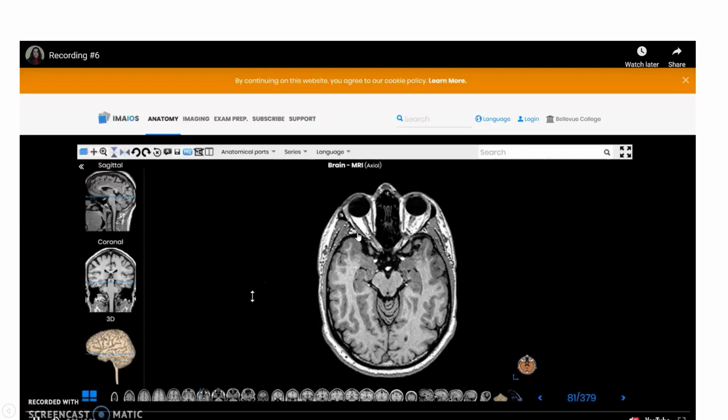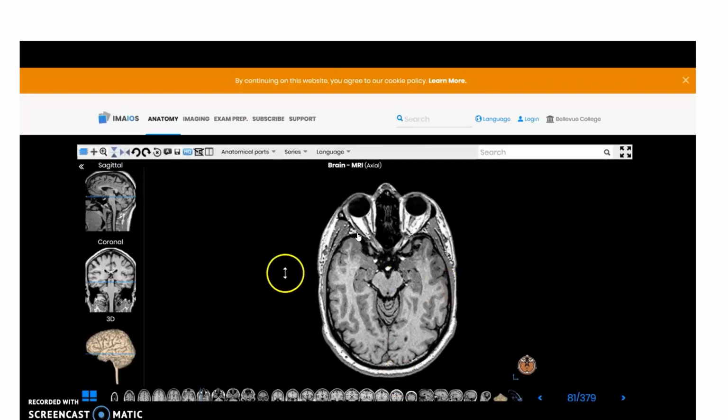I want to take a look at a few images on e-anatomy, and this is a 3D T1 weighted brain. We're looking at an axial image. This is the anterior side of the patient, posterior, left and right. And we are looking at a T1 weighted image.